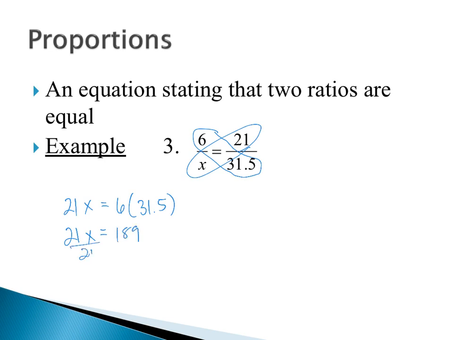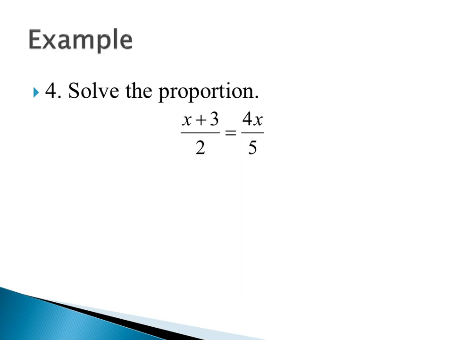Then you divide, and x is 9. So if we plugged the 9 into this proportion, if we did 6 divided by 9, we'd get 0.6 repeating. And if we do 21 divided by 31.5, we would also get 0.6 repeating. It would balance out the equation. Please pause the video and try number 4, use cross multiplication.